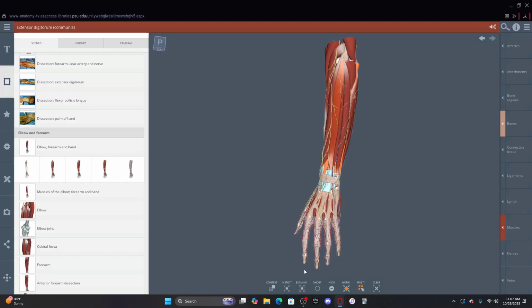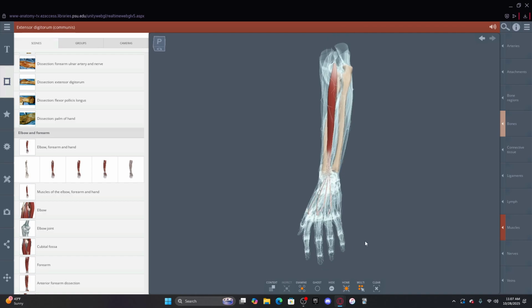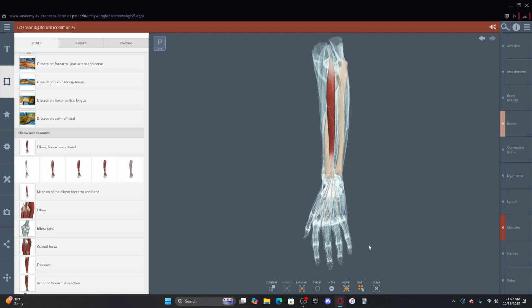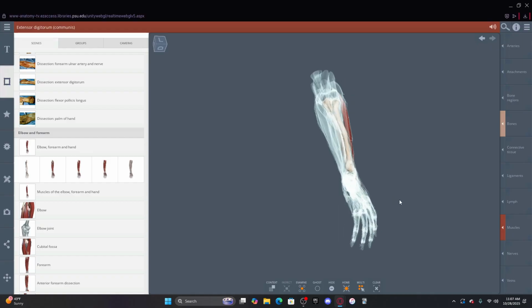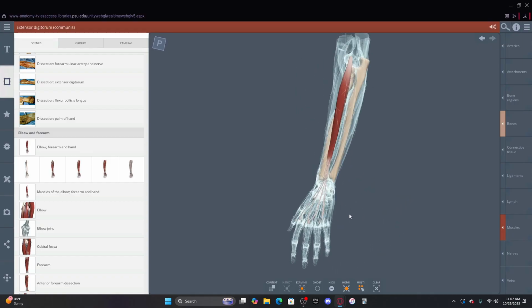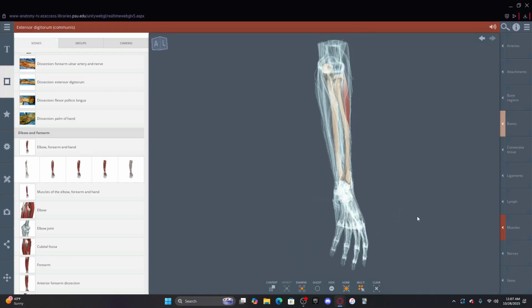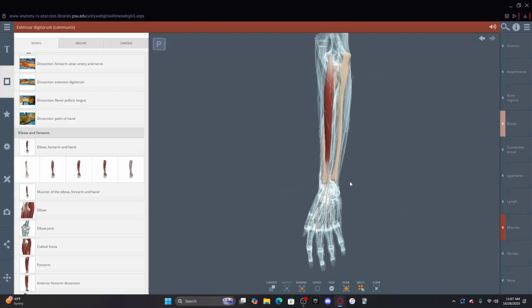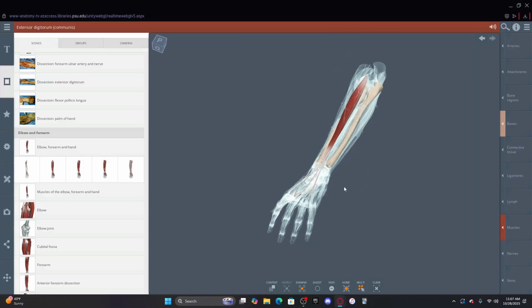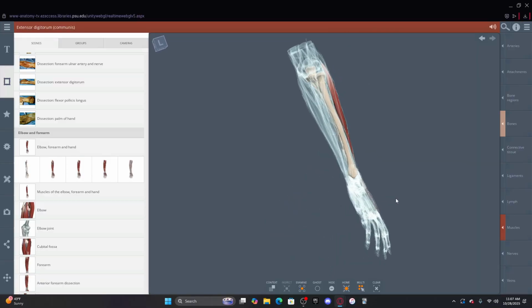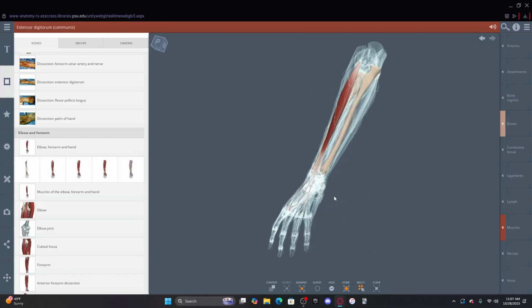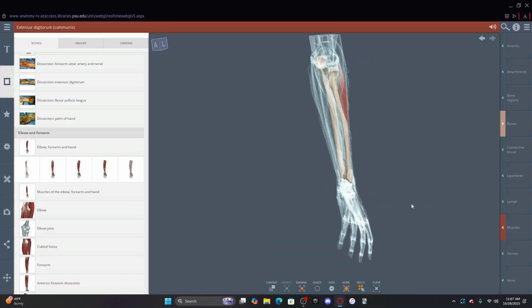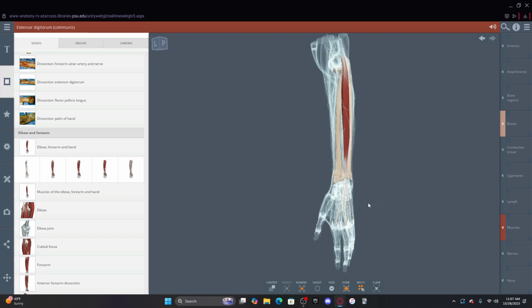So we have extensor digitorum. Extensor digitorum is going to be extending the wrist and digits 2 through 5. Right, you can see it going to digits 2 through 5. It's going all the way from the lateral humerus and forearm to digits 2 through 5. All right, so we have that.